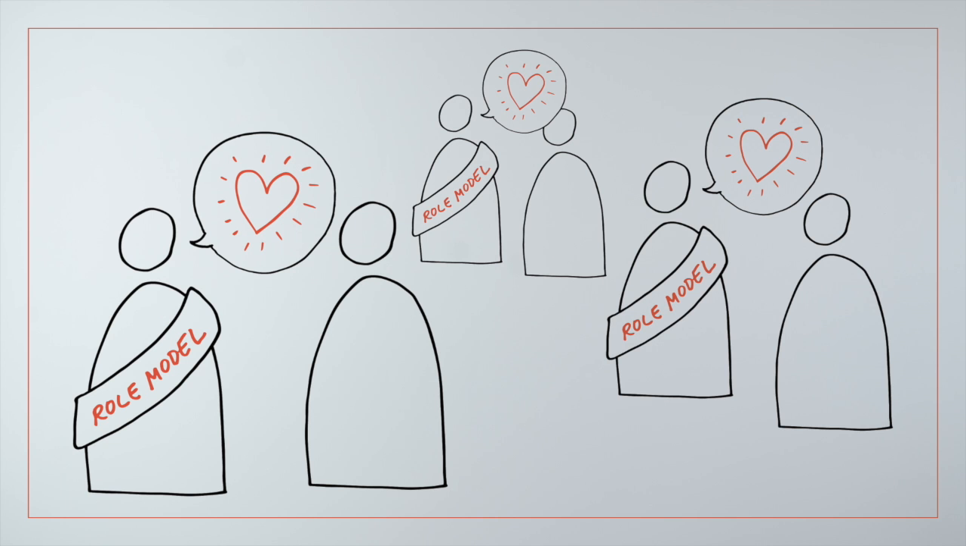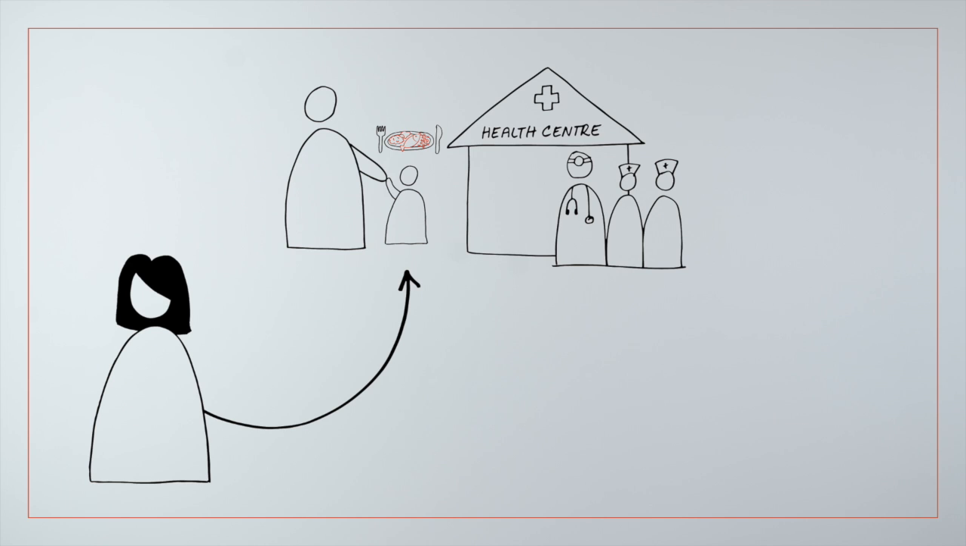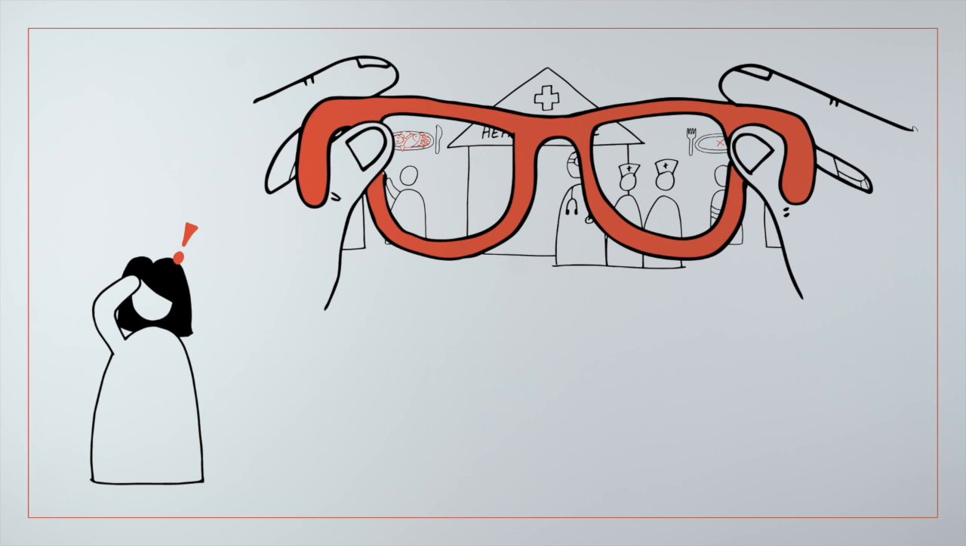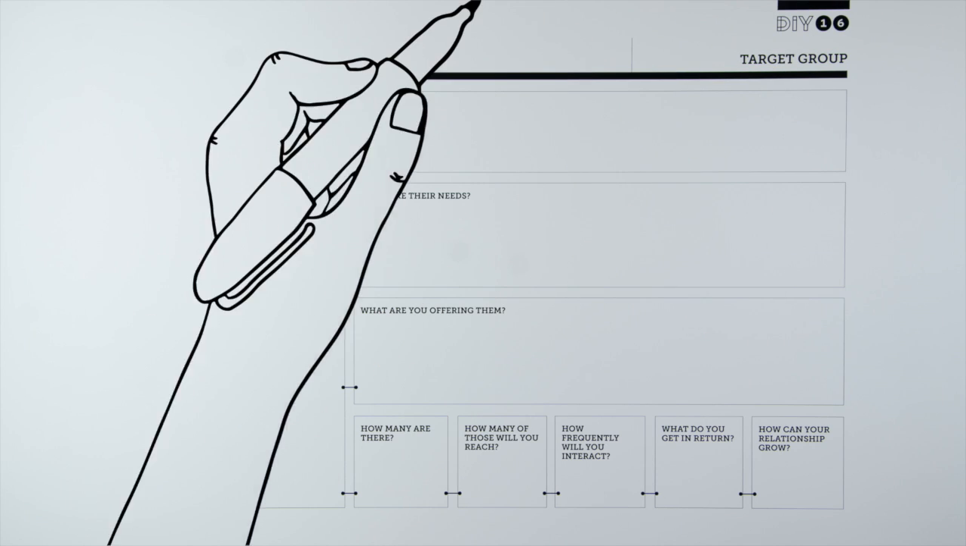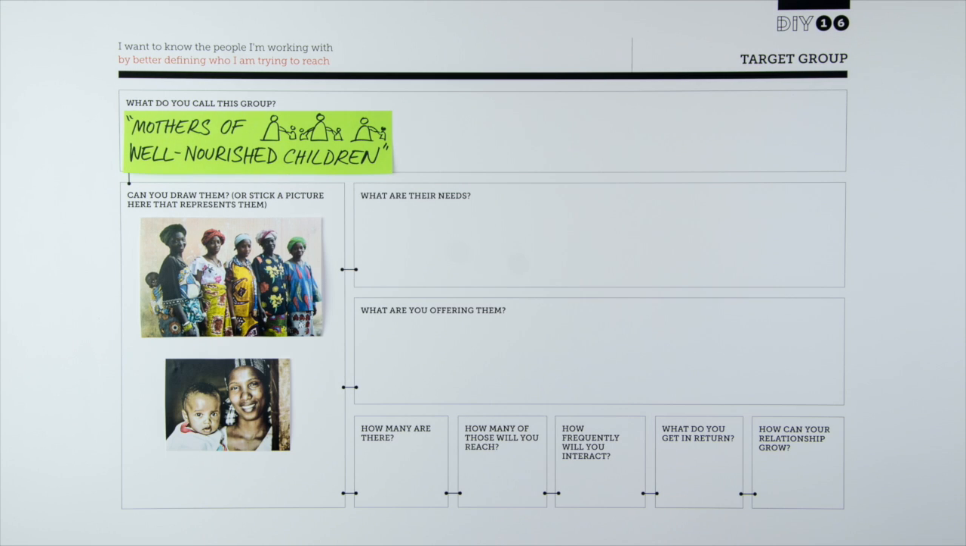There are many different groups of people to take into account: the health facility staff, the mothers of well-nourished children, and the mothers of undernourished children. Teresa knows that she needs to be very clear about which group she is catering for and why. She starts by giving these groups a name using the target group template. She brings this group to life by adding pictures that represent them.